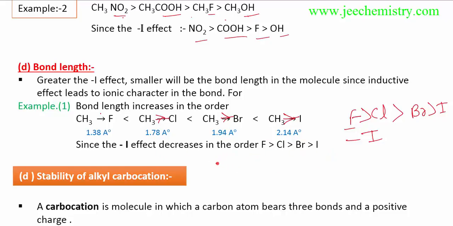So the minus I effect decreases in the order fluorine, chlorine, bromine, iodine. A minus I effect decreases bond length. The greater the minus I effect, the smaller the bond length in a molecule, since inductive effects lead to ionic character in a bond.